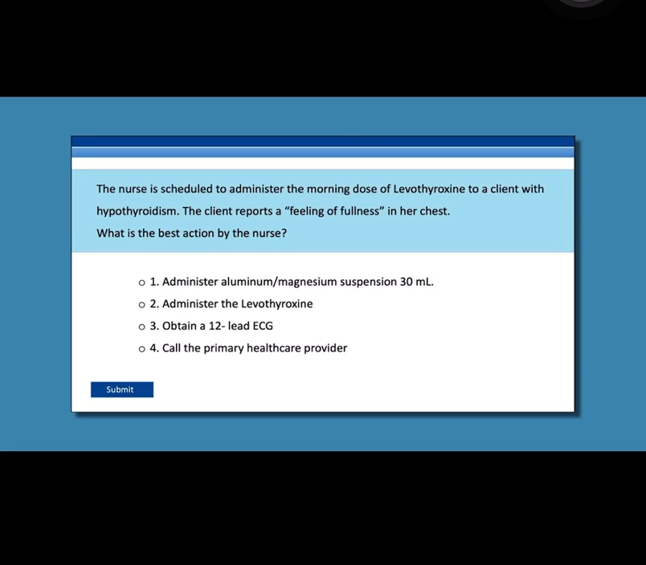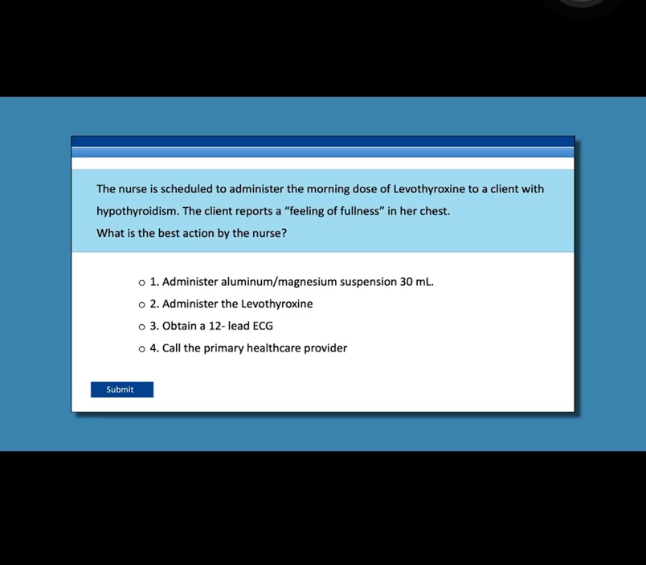Number 1, administer aluminum magnesium suspension, 30 milliliters. Is this going to help the client? No, an antacid will not stop a client from having an MI, will it? That is what you're telling the NCLEX lady. The drug of choice for an MI would be an antacid. If you administered this, you are assuming that the client has indigestion. On the NCLEX, you should be concerned with the life-threatening possibilities of an MI with this client.